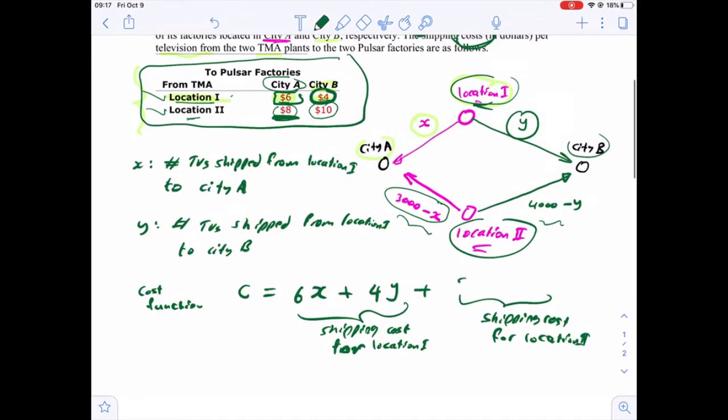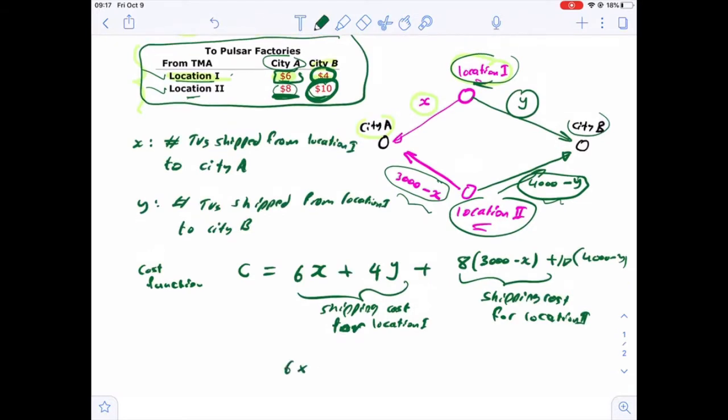So we write $8 times how many items? 3,000 minus X are shipped to city A. Plus, when we ship to city B, we ship 4,000 minus Y items, and each item will cost us $10. So we multiply by $10. And then we simplify this function.